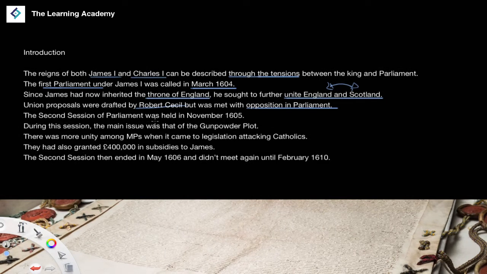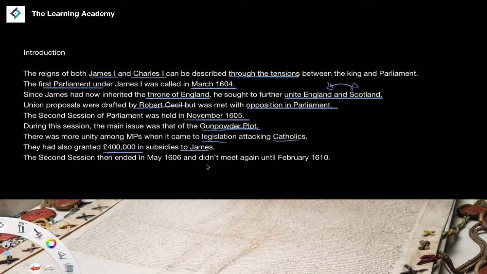The second session of Parliament was held in November 1605, but during this session the main issue focused upon was the 1605 Gunpowder plot, which, don't forget, was a Catholic conspiracy. And so there was a lot more unity among members of Parliament when it came to legislation that imposed restrictions on and attacked Catholics in England as a result of this Gunpowder plot. However, during this session they also granted £400,000 worth of subsidies to James.